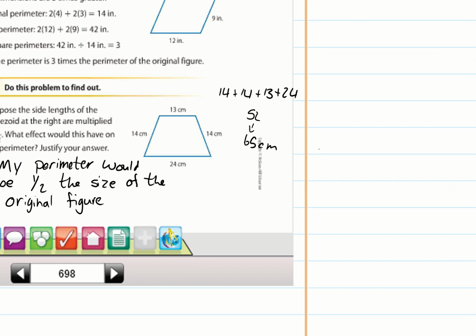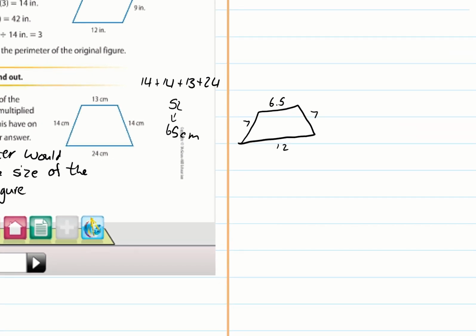Now, if I did everything by half, we should get half the size of 65. So this is 7, 7, 12, and 6.5. Now, this is my new figure because I multiplied everything by half. So I have 7 plus 7 plus 6.5 plus 12. So I have 14 plus 12.